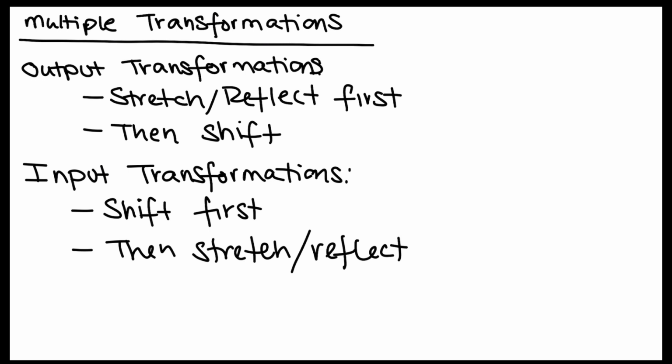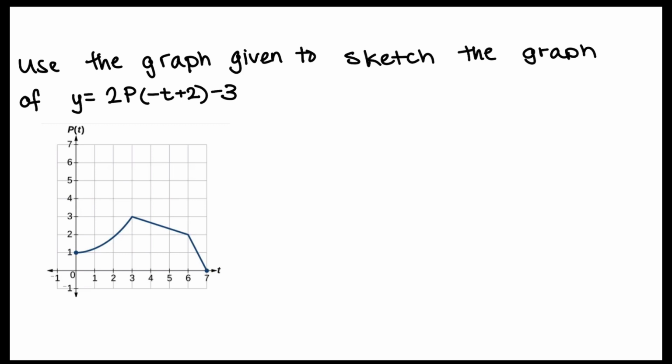All right, so let's do an example that has lots of different transformations, just to show how this works. So here's my example. It says, use the graph given to sketch the graph of y equals 2 p of negative t plus 2, minus 3. So we have a graph of p of t, so using t instead of x, but same process. And we have lots of different transformations going on here.